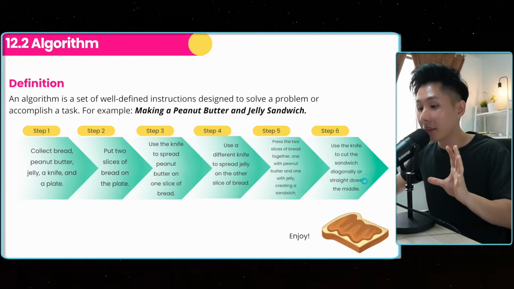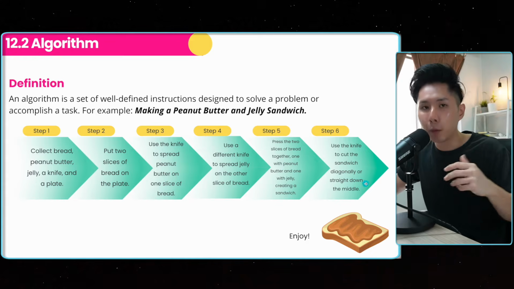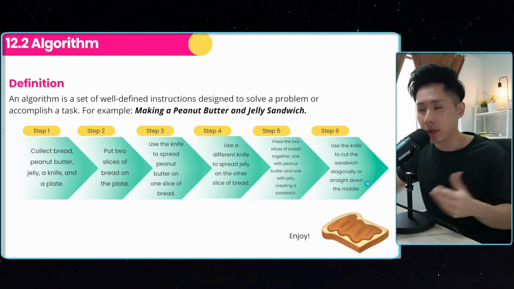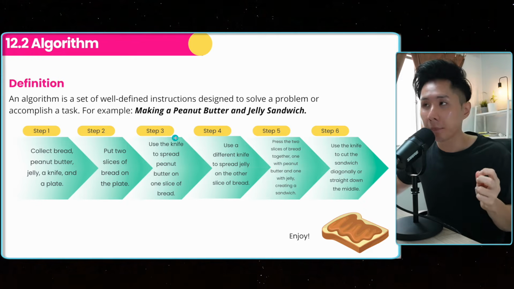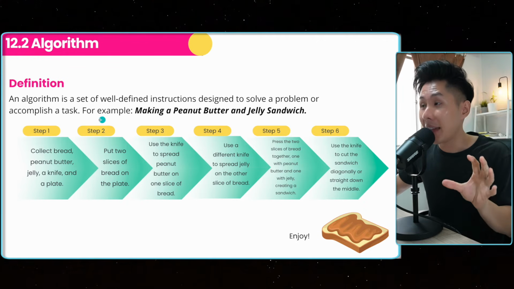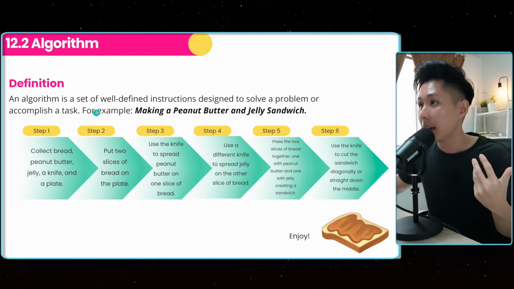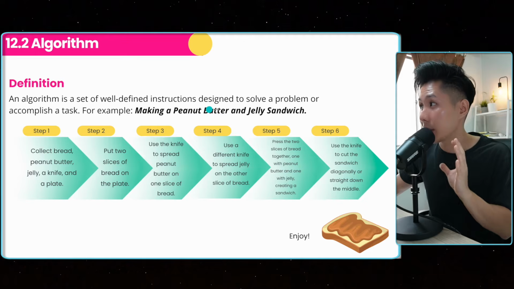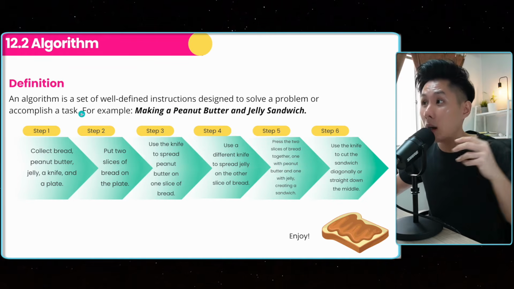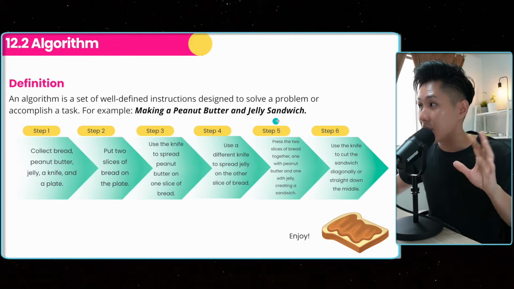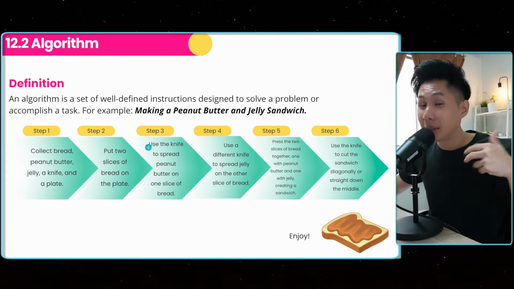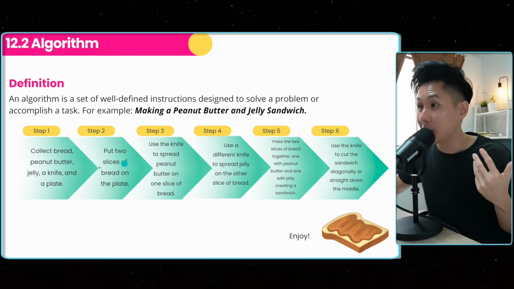So we have talked about algorithms many different times. What exactly is an algorithm? This is the main topic for our video today. So let's first define it, and then I'll give you a silly example. It's a set of well-defined instructions designed to solve a problem or accomplish a task. For example, making a peanut butter and jelly sandwich. And to do that, these are the series of steps you need to know.